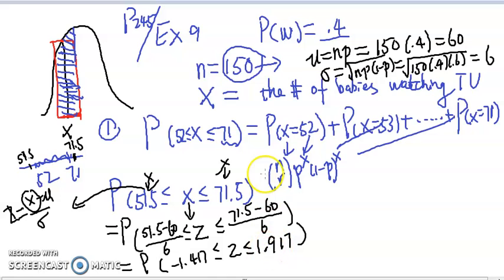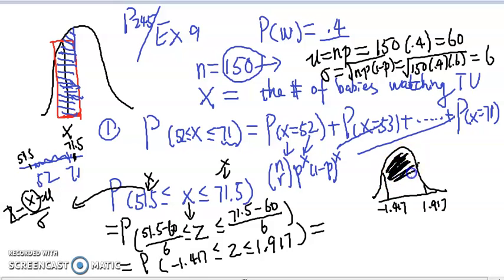And again, this is converting x to the standardized variable z. Now we can use the normal distribution table to do this. Remember, we are looking for the probability of a standard normal distribution between the area under the curve between these two values. So this is the area we're looking for. And remember, to find the area in the middle, we're going to use the table to find the area to the left side of 1.917.